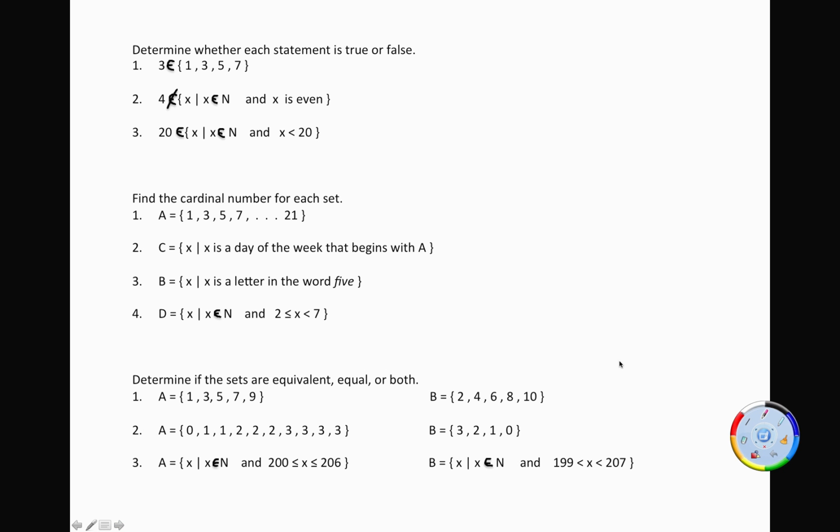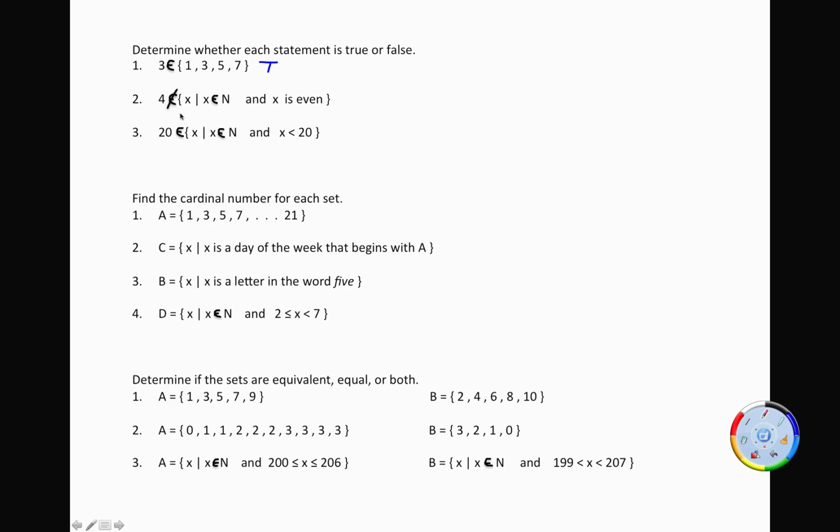Okay. What about this? Determine whether each statement is true or false. Again, I got to be very careful about my symbols and the wording. 3 is an element of the set with elements 1, 3, 5, 7. Well, of course it is. There it is. So this is true.